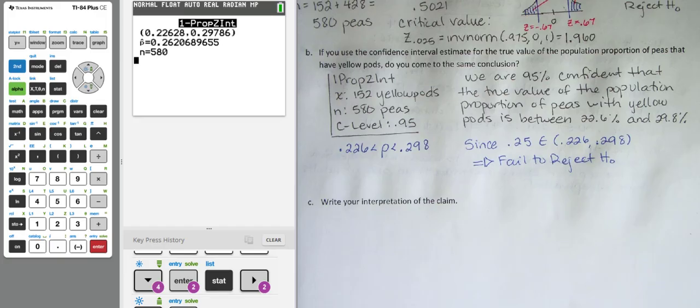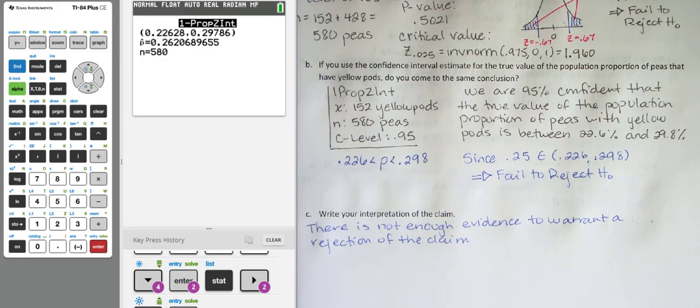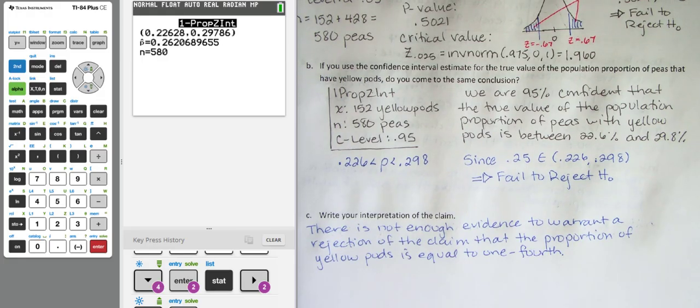When writing our interpretation of the claim, since our claim that the proportion of yellow pods is equal to 1/4 falls also in the null hypothesis, there is not enough evidence to warrant a rejection of the claim that the proportion of yellow pods is equal to 1/4.